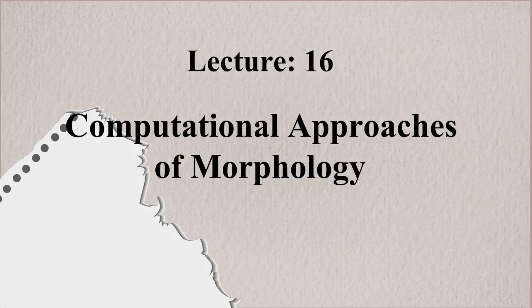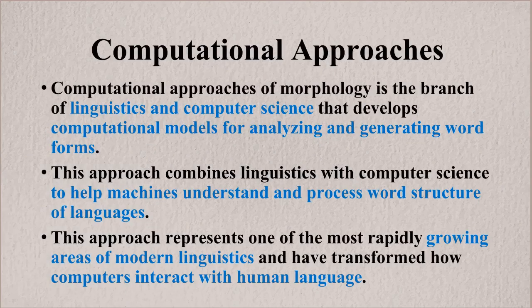In this video, we will explore the computational approaches of morphology, one of the most influential perspectives in modern linguistics. Computational approaches of morphology is the branch of linguistics and computer science that develops computational models for analyzing and generating word forms and morphemes. This approach combines linguistics with computer science to help machines understand and process word structure of languages. This approach represents one of the most rapidly growing areas of modern linguistics and has transformed how computers interact with human language.